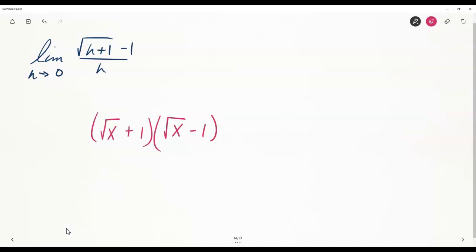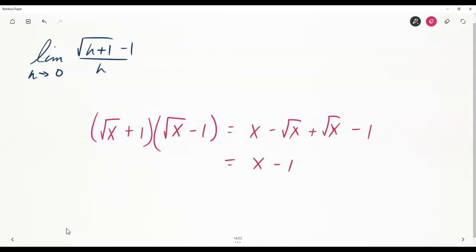But in this case, if you were to multiply these two expressions together, look what happens if you just use FOIL. What is square root of x times square root of x? What's that equal to? x. The outside terms are square root of x times negative 1, which is negative square root of x. The inside terms are going to be positive square root of x. And the last terms give you plus 1 times negative 1, which is negative 1. But what happens to those two middle terms? They cancel out. So you're left with an expression that doesn't have a radical in it.